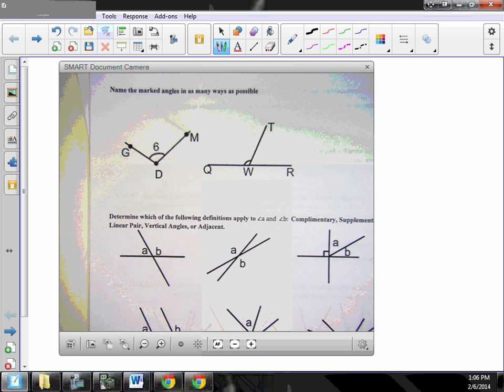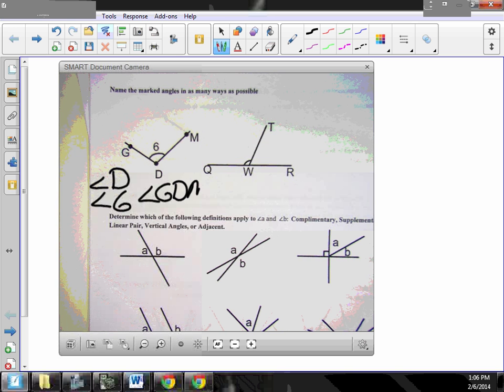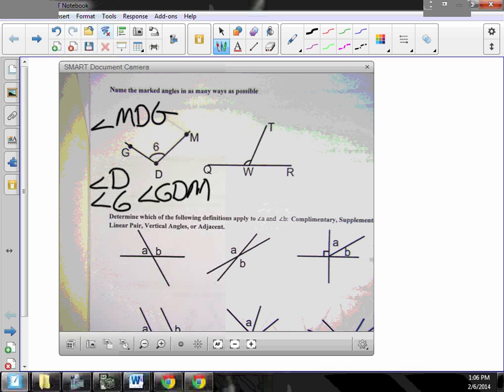Name the marked angle in as many ways as possible. So how do we name the first angle? Angle D, or angle 6, or angle GDM. And don't forget the angle sign. I will dock you if you miss the angle sign. And angle MDG.